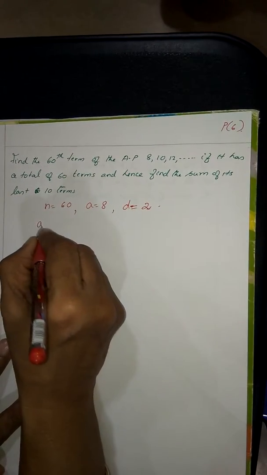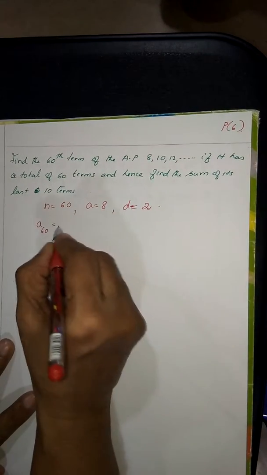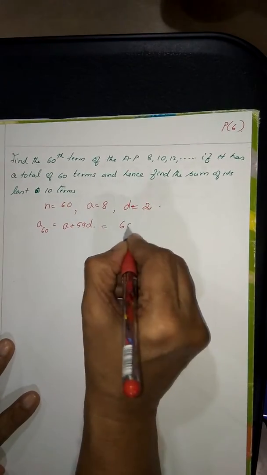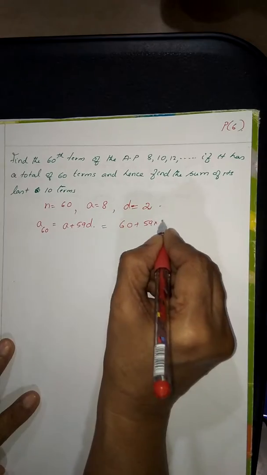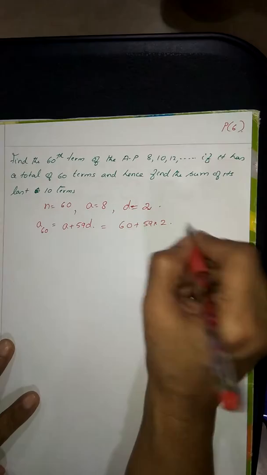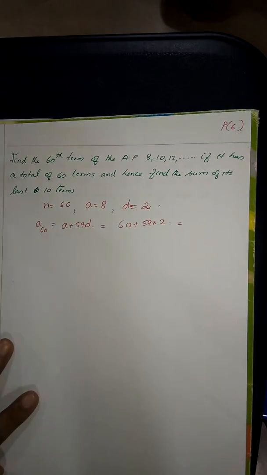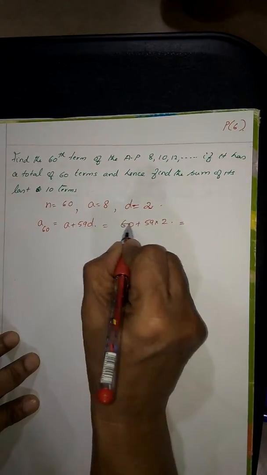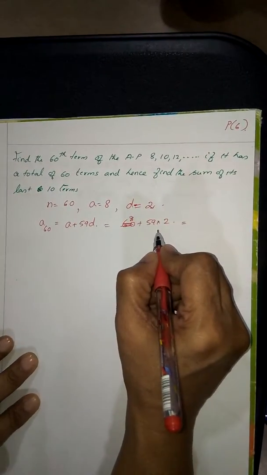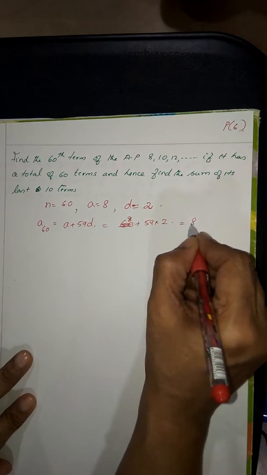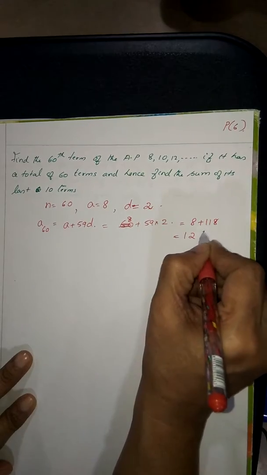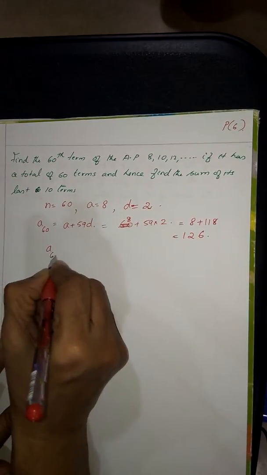So we have to find A60, the 60th term. This is equal to A plus 59D, that is 8 plus 59 into 2, which is 8 plus 118, that is equal to 126.